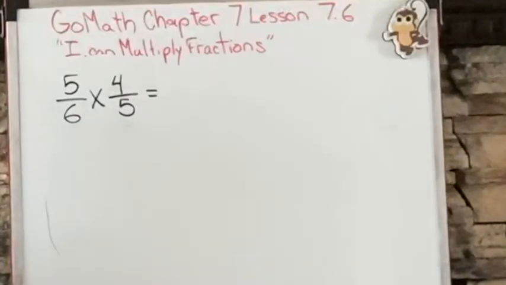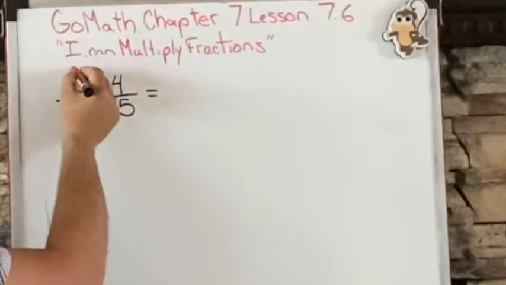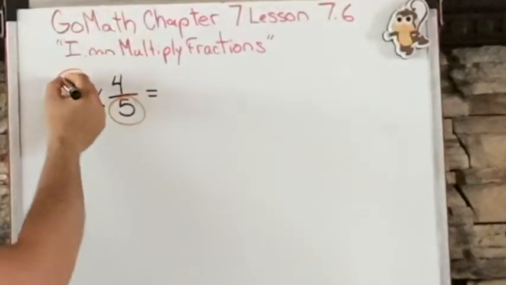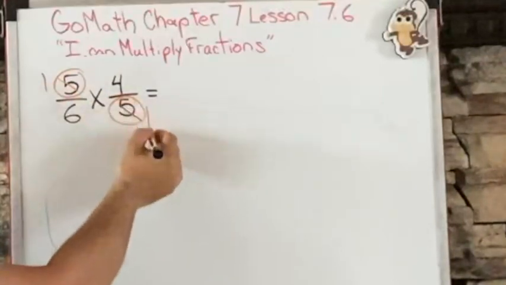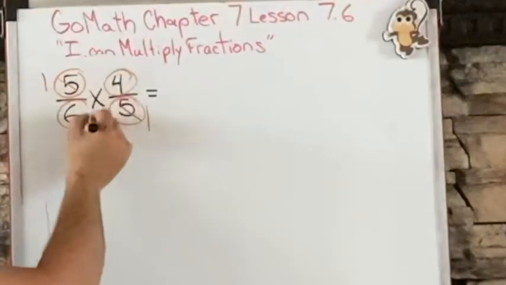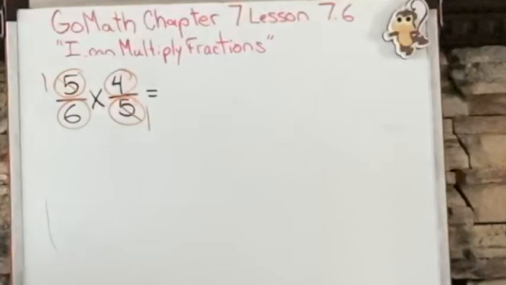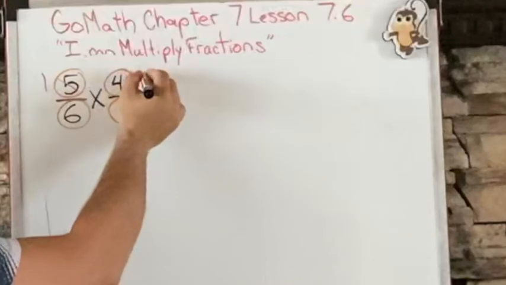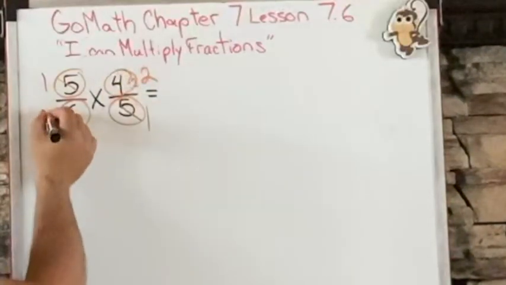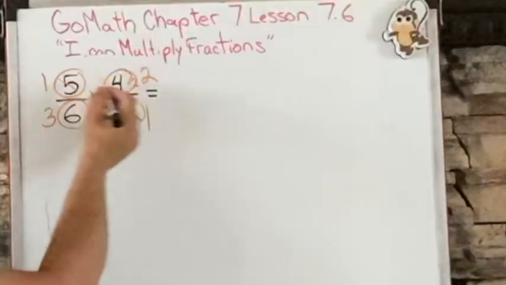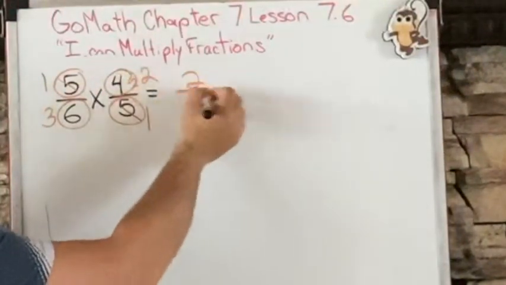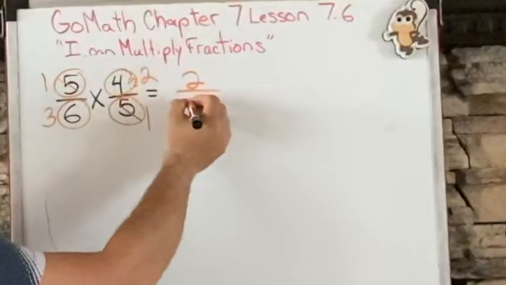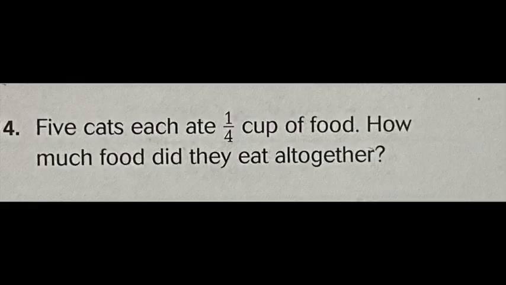We can also use cross reducing. And we look at 5 and 5. Since they're the same number, they're going to cross each other out and become 1s. We look at the 4 and the 6. What goes into 4 and what goes into 6? 2. Excellent. So 4 divided by 2 is 2. 6 divided by 2 is 3. 1 times 2 is 2. 3 times 1 is 3. Let's take a look at the last problem.